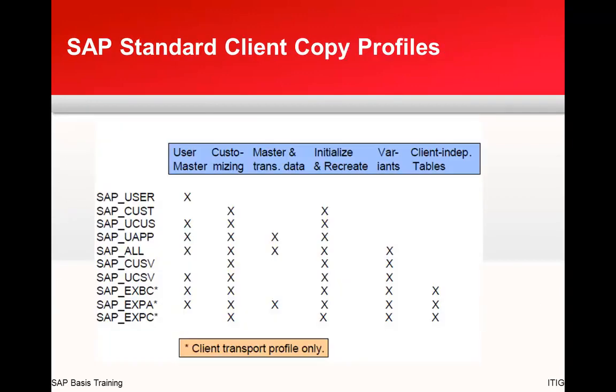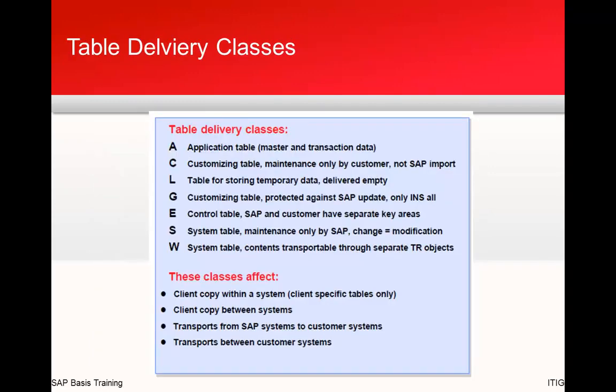Okay, then here you can see what you will get if you use a particular profile. Say for example SAP_USER, you will get only the user master. If you want customizing data and to initialize and recreate, go for SAP_CUST. If you go for SAP_ALL, you can see what things you are going to get. So basically this chart is telling you, if you select a particular profile, what things are copied.